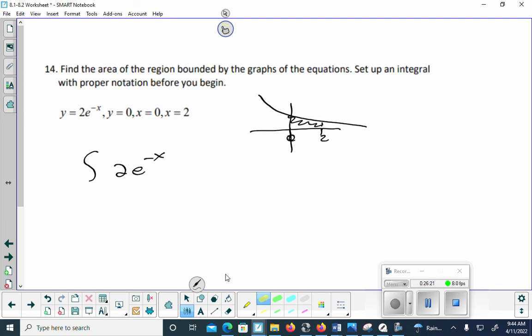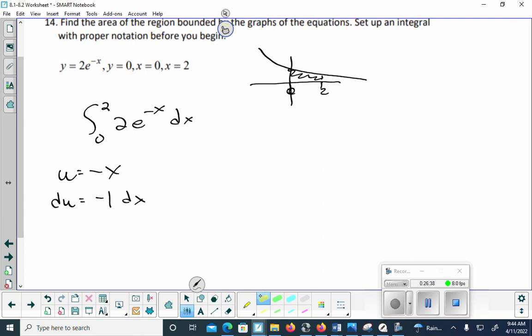So when I do that, since I'm raising this to something other than just x, I'm going to say u is equal to negative x. So the derivative will be negative 1 dx. So I'm going to have to make sure that for this negative 1, I have the dx, so negative 1 du is equal to dx.